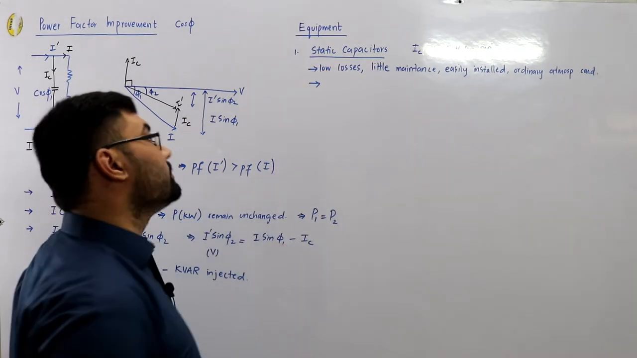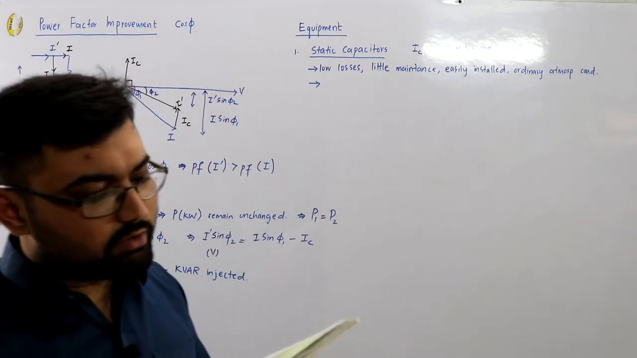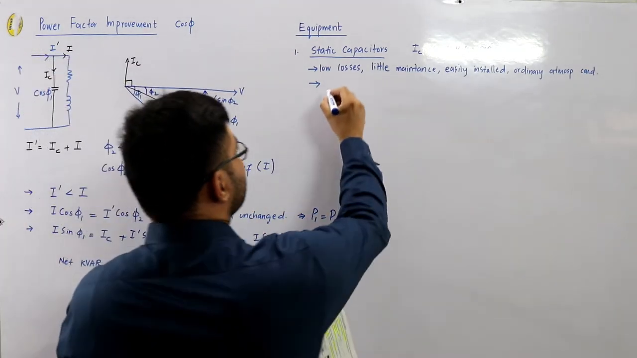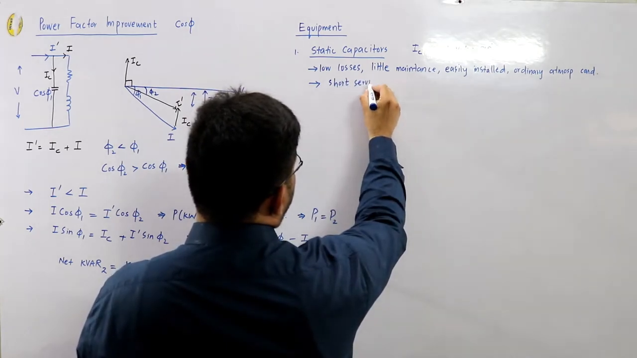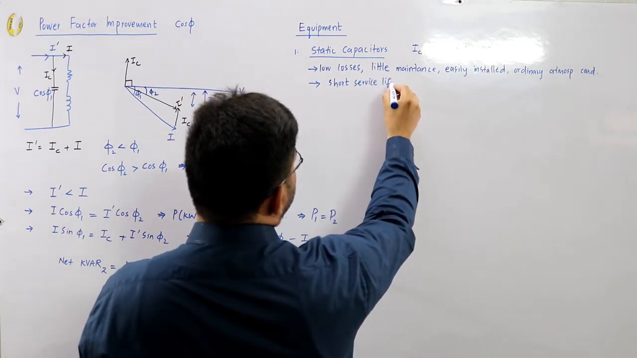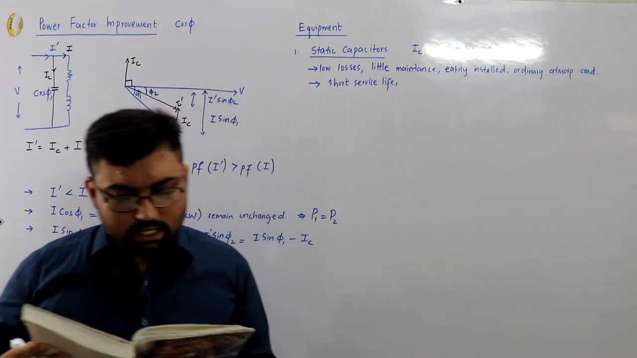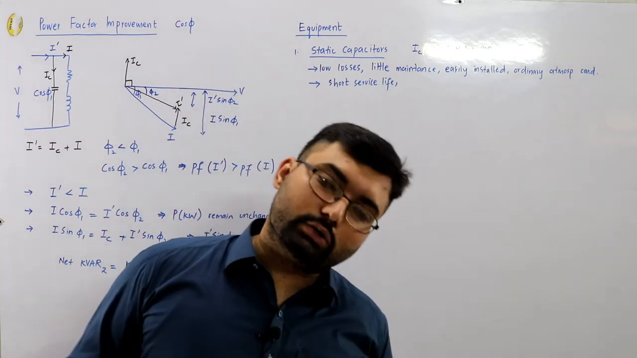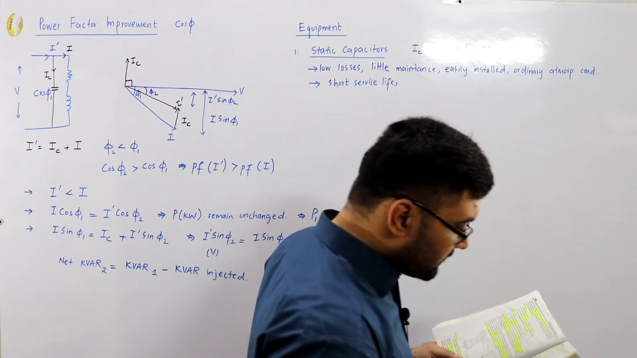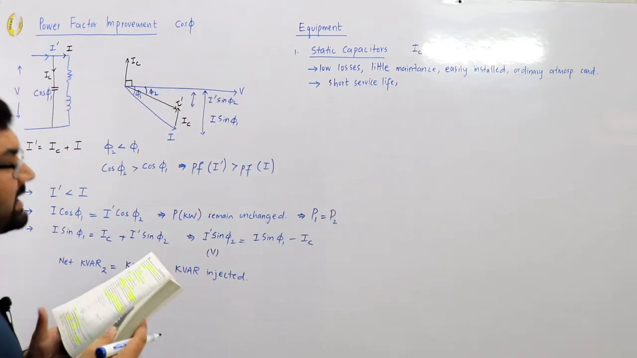Now, there are some disadvantages as well. And what are they? They have a short service life, that is 8 to 10 years. Why is that? Because they are highly affected by transients that occur due to switching of loads, of course.